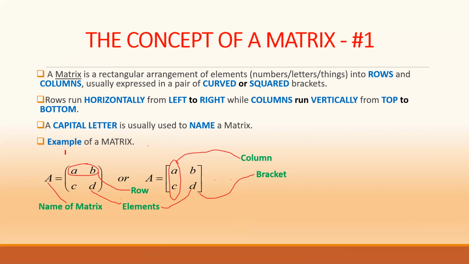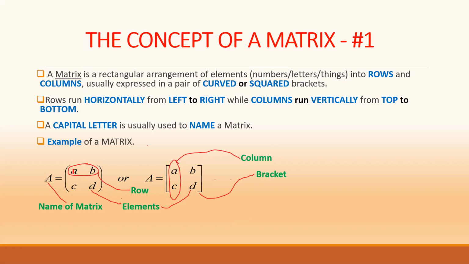Now, take a look at the example down here. Let us put that into perspective. A matrix is a rectangular arrangement. We say rectangular arrangement because the elements, these letters here, or whatever is inside of the curved or square brackets, we call them elements. These could be letters, words, symbols, numbers, etc. So these elements are arranged in a rectangular fashion.